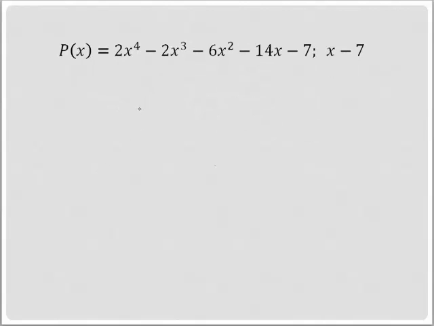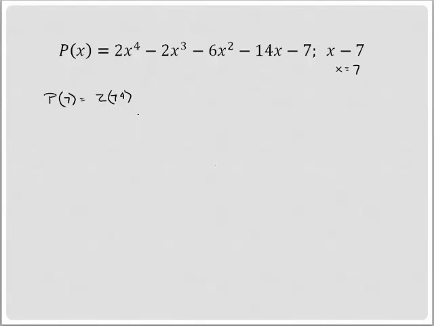Okay, here's one more problem. In this case, we've got x minus 7. Well, you know, we'll set that equal to 0. So x will equal 7. All right, we're going to put it in again. P of 7 equals 2 times 7 to the 4th. Better put that in parentheses.